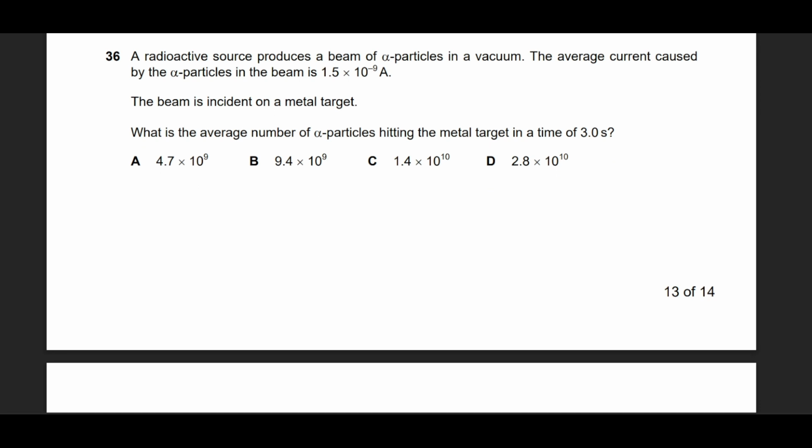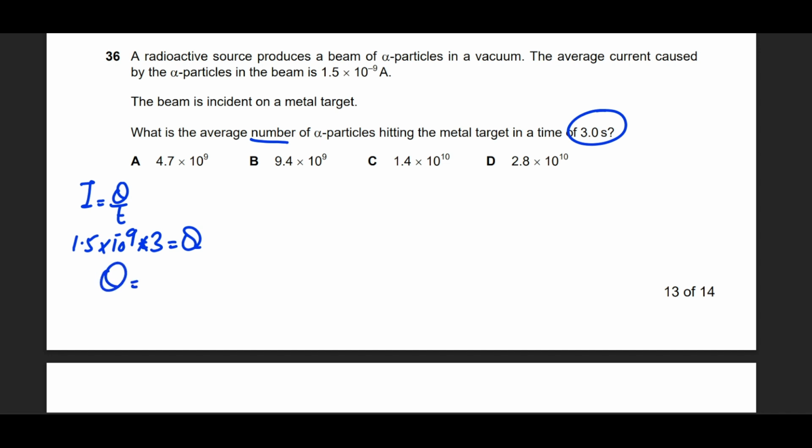36 calls for alpha particles, and the current and the number of alpha particles as required. So I equals Q by T. This is 1.5 into 10 raised to the power minus 9. The time is 3 seconds probably. Yes. Multiplied by 3 equals Q.